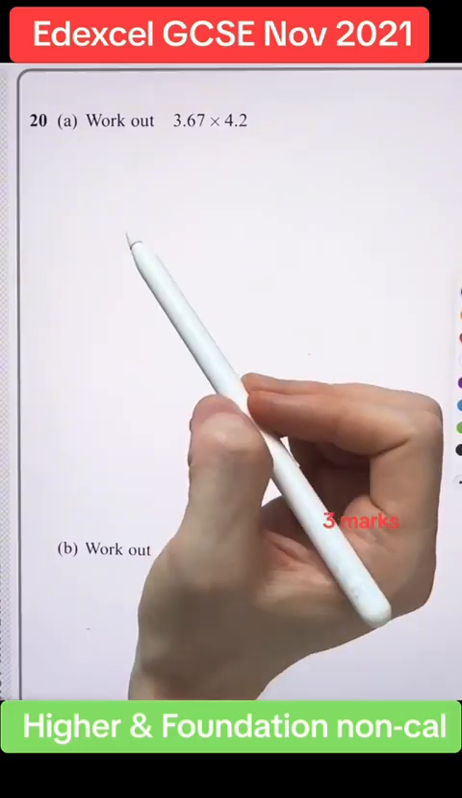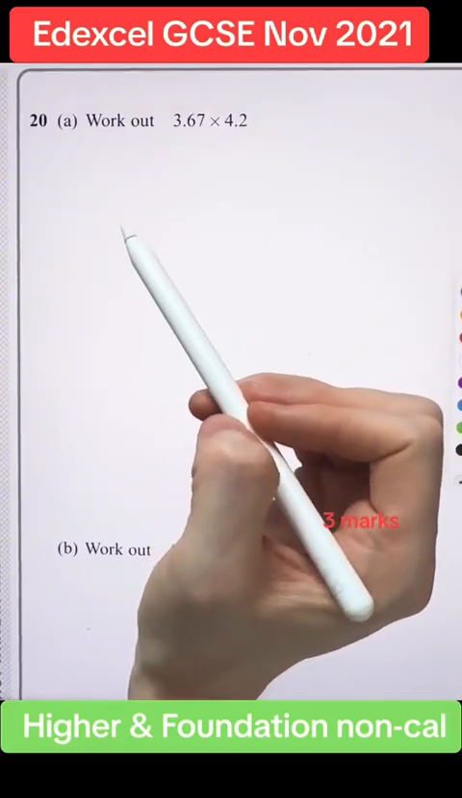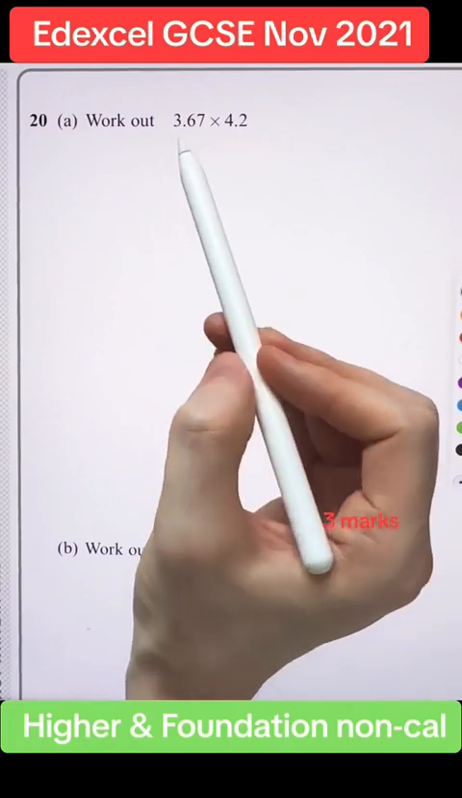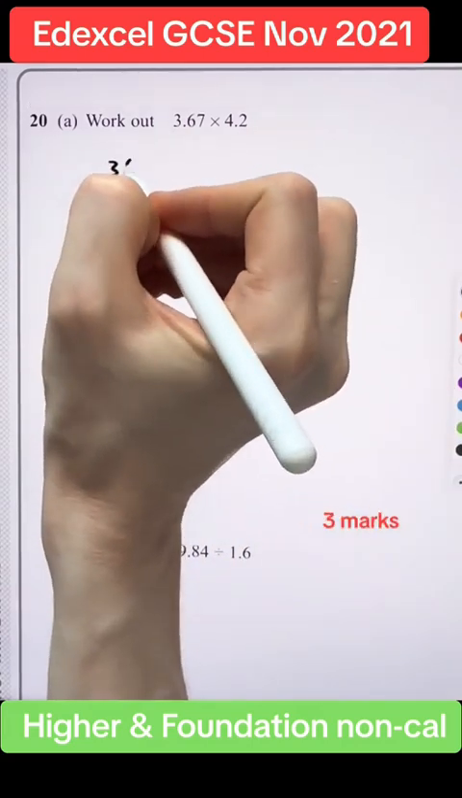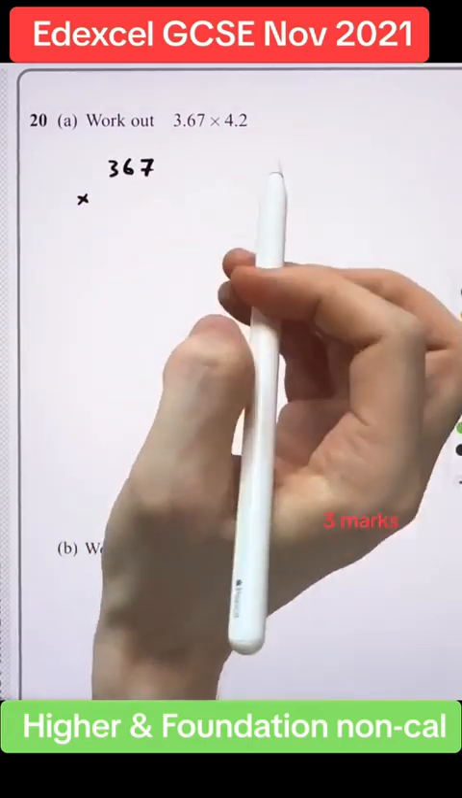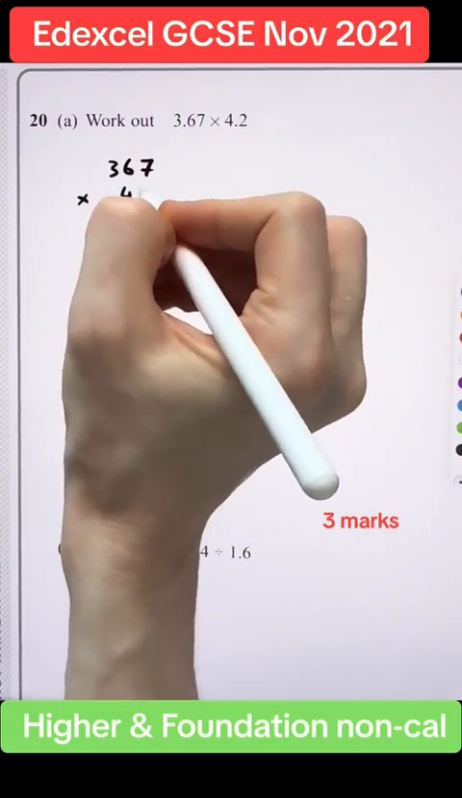Question 28. We don't normally like multiplying by decimals on a non-calculator paper. One method is to completely remove the decimals. So 3.67, I'm just going to write as 367. And then multiplied, 4.2, I'm just going to write as 42.